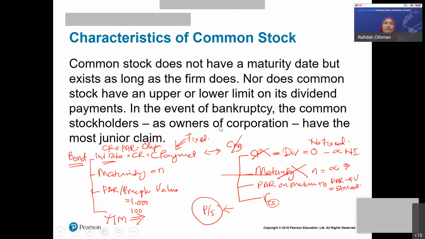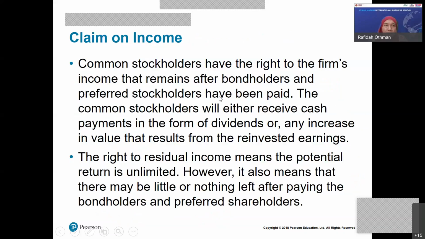Let's move on to how we're going to do the calculation. When we are talking about bonds, the claim is a coupon payment, which is fixed. But for common stock, they have a claim on income and assets, similar to bonds. Let me ask you a question: what is the claim on income for a bond?